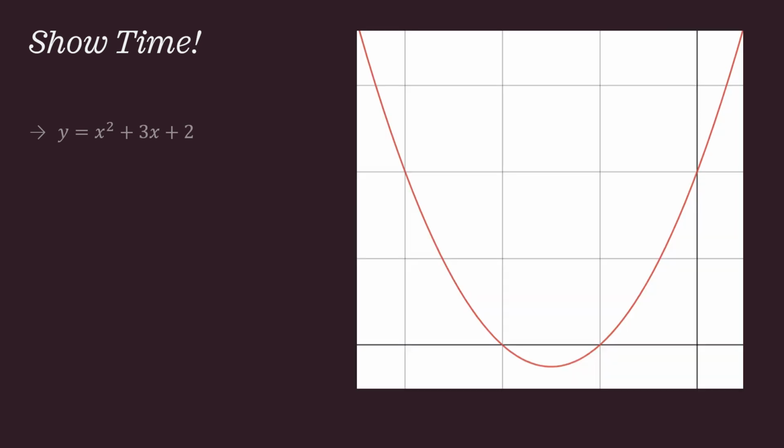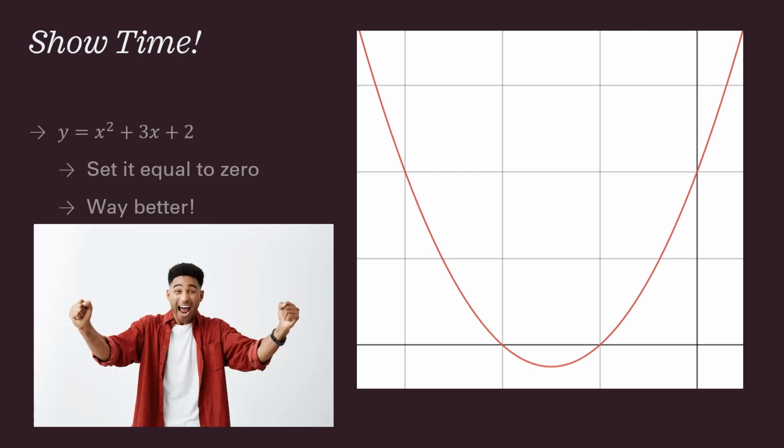So let's take a look at something a little more fun. Let's say y equals x squared plus 3x plus 2. Now if we set this equal to 0, it is not quite as simple to solve for x. But if we know our quadratic formula, we can get through this challenging problem with ease.